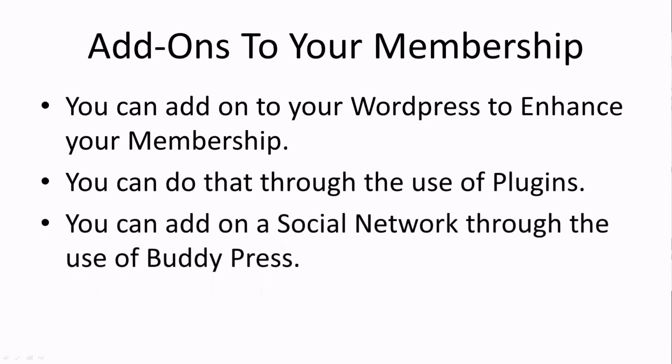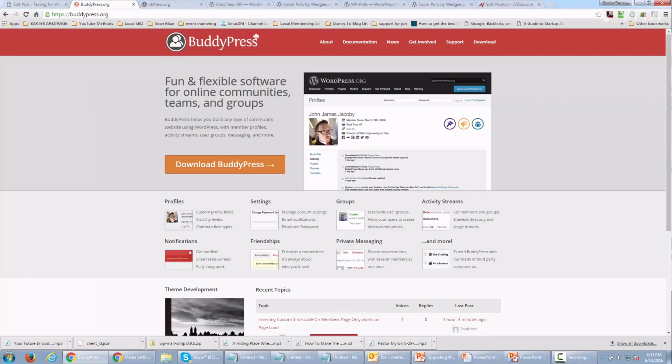Now, one of the ways that you can do that is you can add on a social network through the use of a plugin called BuddyPress. At the website buddypress.org, you'll find that there is a place for you to download the free BuddyPress plugin, and you can actually have a social network where your users will have profiles where they can interact with other people and private message them and basically interact on a social level as well as professional.